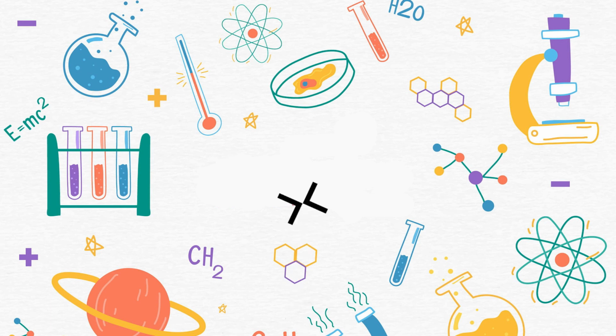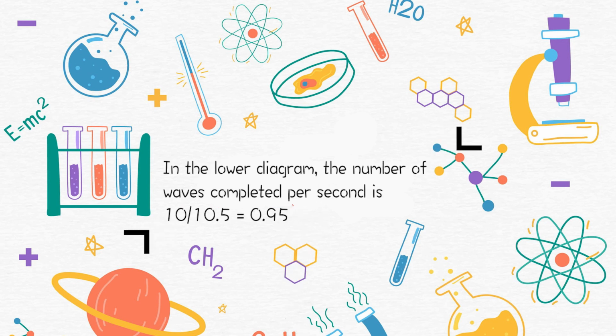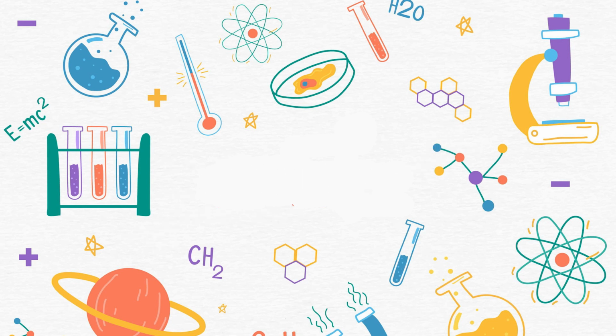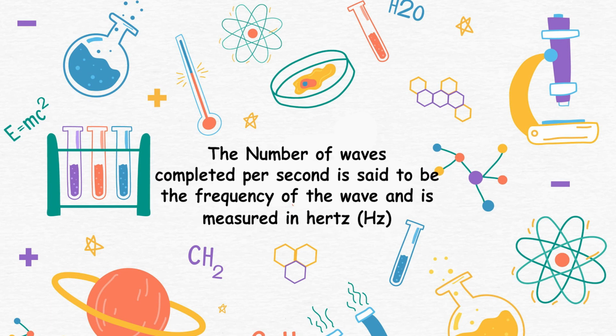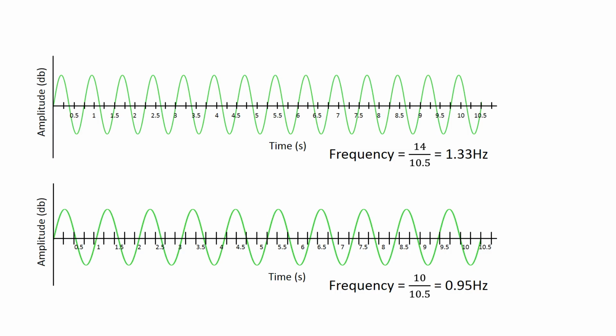And in the lower diagram, the number of waves completed per second is 10 divided by 10.5. That is 0.95 waves per second. So, here's the definition. The number of waves completed per second is said to be the frequency of the wave, and it is measured in hertz. So, the upper wave has a frequency of 1.33 hertz, and the lower one has a frequency of 0.95 hertz.